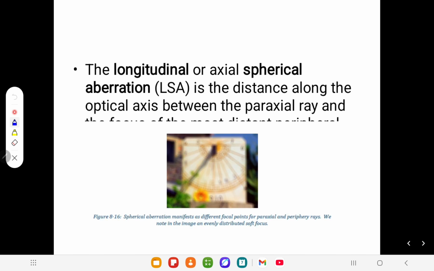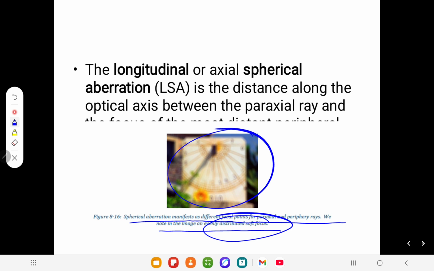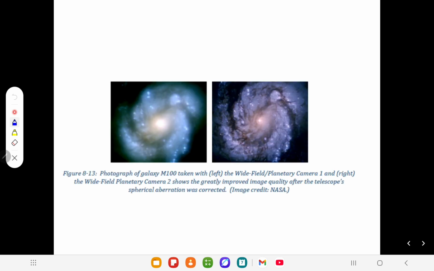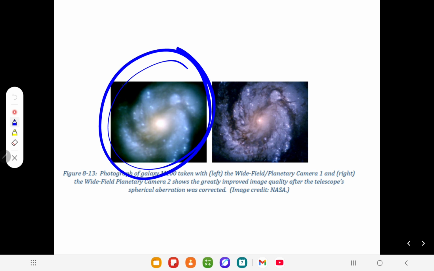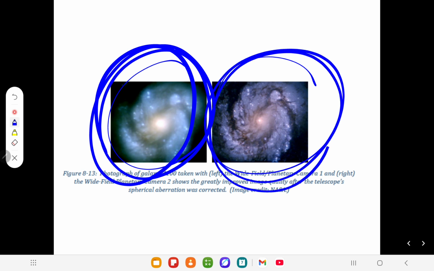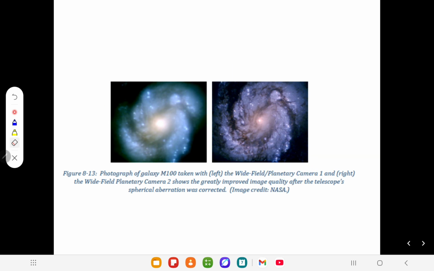In this picture, spherical aberration manifests as a difference in the focal point of paraxial and peripheral rays, and the image is evenly distributed in a soft focus, so it's getting blurred. This is what I am talking about. The first Hubble telescope image, this is the picture before correcting spherical aberration. And after correcting spherical aberration, see how clear the picture is. So pause the video and you can read figure 8.13 and all these things. I have taken this picture from Professor Dr. George Asimellis's book.